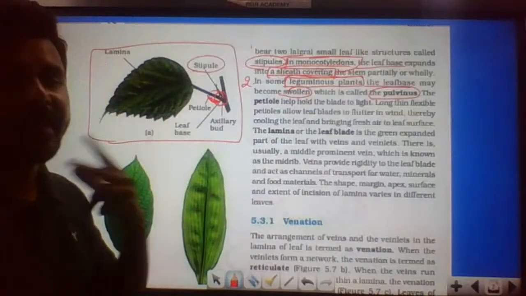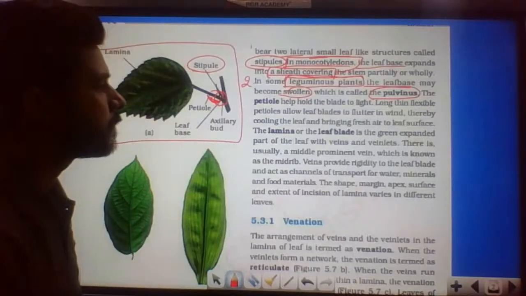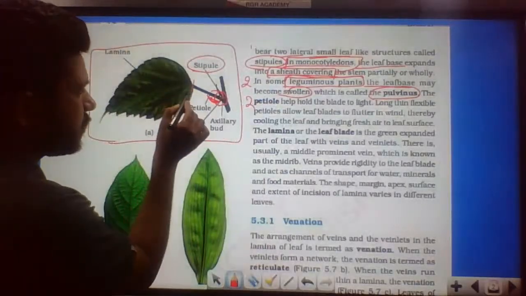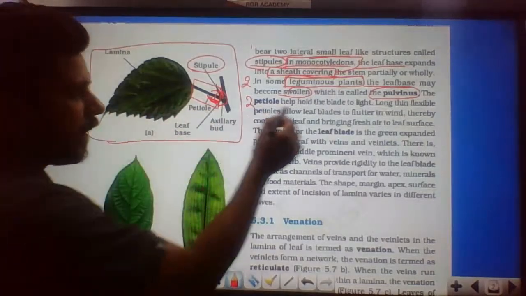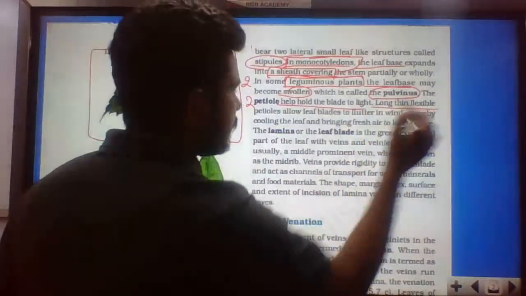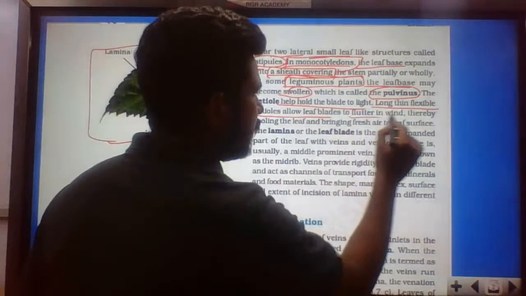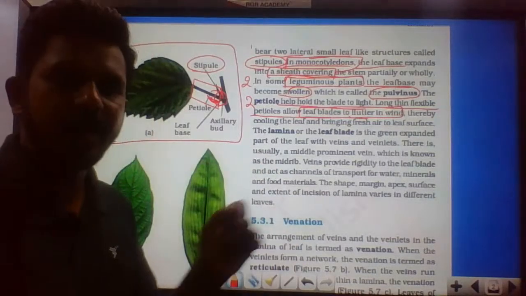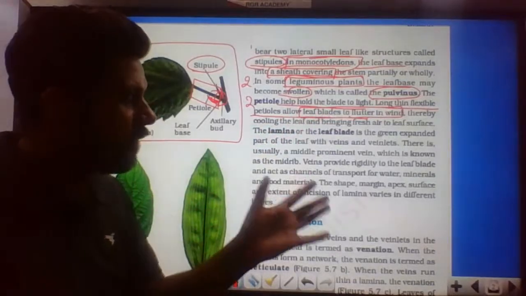Now, the second part of the leaf is the petiole. This region is known as the petiole. It helps hold the blade. Light, long, thin, flexible petioles allow the leaf blade to flutter in the wind. So sometimes we can expect a question on the role of the petiole in leaves. The first is that the petiole allows the leaf blades to flutter in the wind.